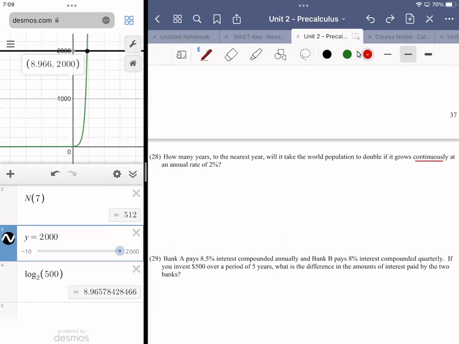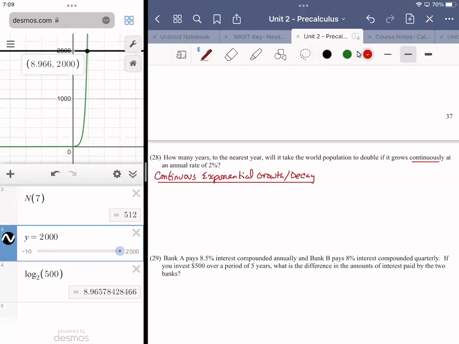So how many years to the nearest year will it take the world population to double if it grows continuously at an annual rate of 2%? So continuous exponential growth could also be decay. Anything that's growth can also be decay, because if the R value is negative, if the interest rate is being subtracted from the whole, then that's showing a decline. But I'll show you what that looks like in a little bit.